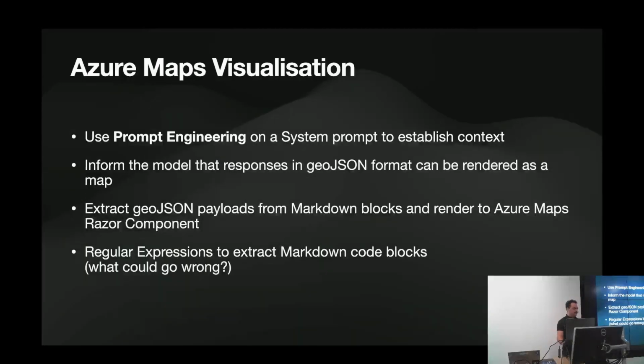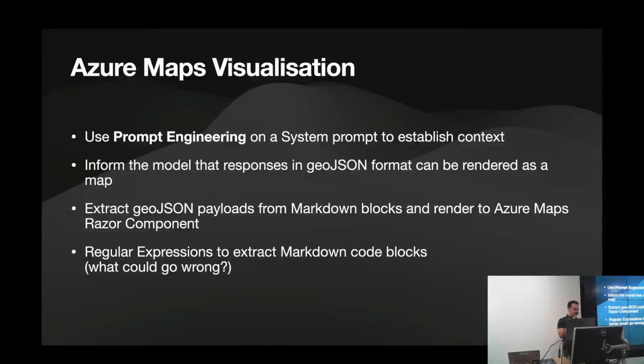So we actually use a regular expression in C# on the front end to extract the GeoJSON object from a Markdown block. If the regular expression sees that there's a MIME type header, so in Markdown, you can tell the renderer that's rendering the Markdown that this code block is going to be application/JSON. We can actually say, okay, this code block is going to be application/geo+JSON. Please render this as an Azure Maps component.